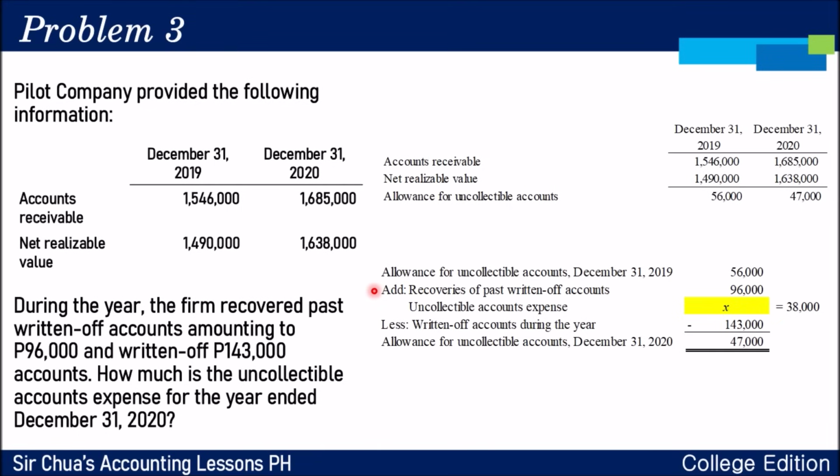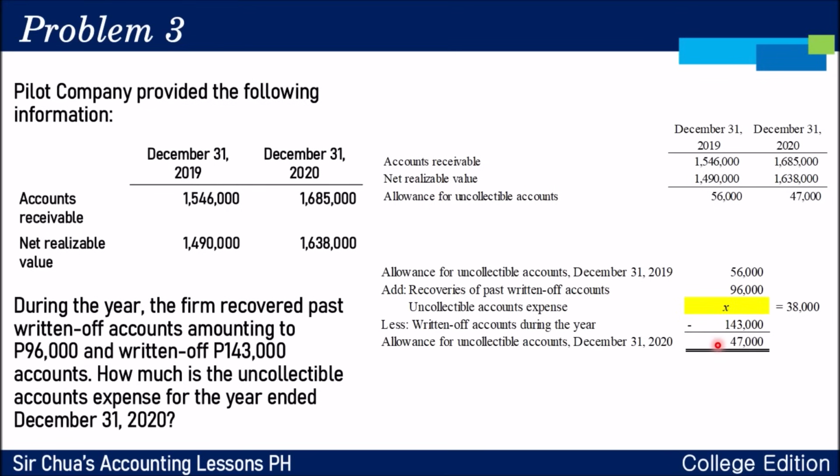Okay? And then, ina-add natin yung uncollectible accounts expense. As you know, ganun tayo mag-adjusting entry, di ba? Debit uncollectible accounts expense, credit allowance for uncollectible accounts. Pero mina-minus po natin yung nira-write off. Kasi kapag nira-write off natin against accounts receivable, we debit naman yung allowance for uncollectible accounts, credit accounts receivable. Okay? So, that is your equation. And then, the allowance ending is 47,000. So, you just work back.